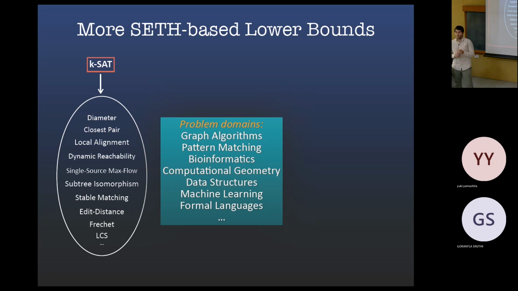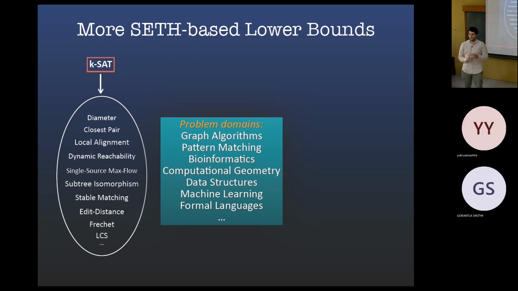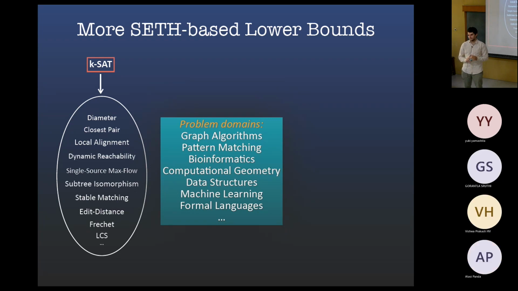No, they're only based on SETH. ETH is the weaker version. It's between NP and strong ETH. It says that you cannot solve SAT in 2 to the little o of n time. So that one is not enough for us. It's not fine-grained enough.